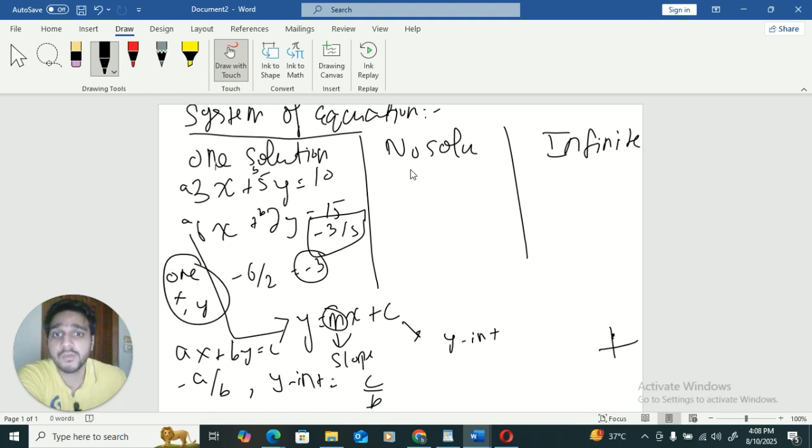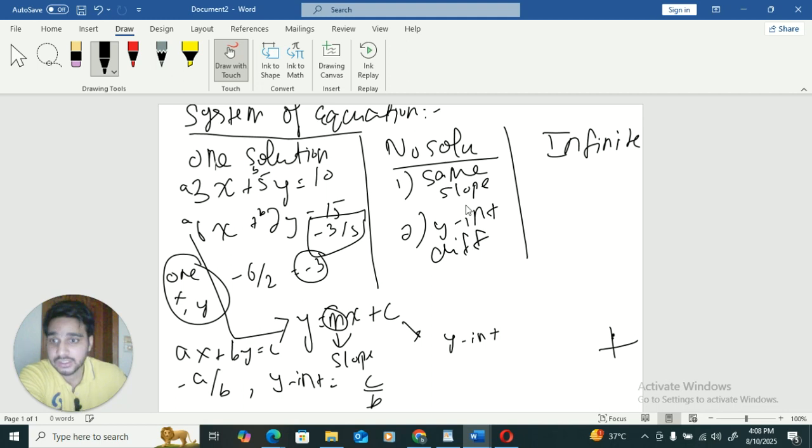Now, moving toward no solution. No solution means the two equations have the same slope, and the second condition is that they have different y-intercepts. If these two conditions are met, this means they have no solution.